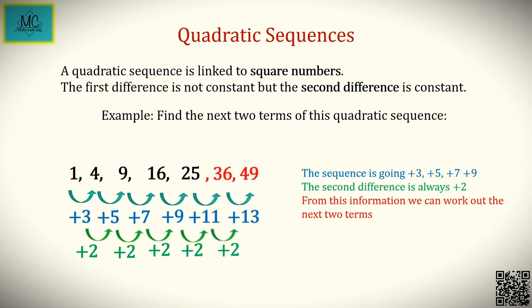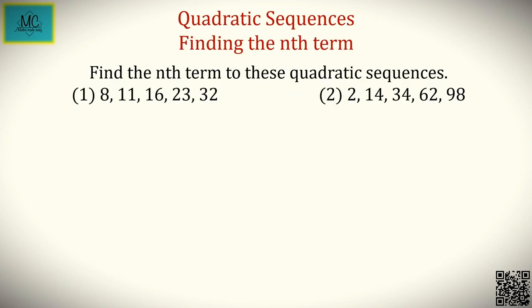Now, from this information, we can work out the next two terms. If I add 2 to plus 9, it will be plus 11. And if I add plus 11 to 25, I will get 36. Similarly, if I add plus 2 to 11, I'll get plus 13. And if I add 13 to 36, I'll get 49. So this is how I can find my quadratic sequence. Because these are the square numbers, the nth term is n square. Always remember that.